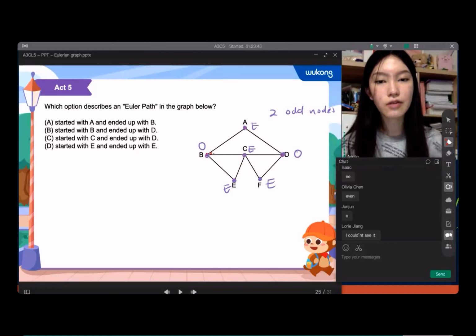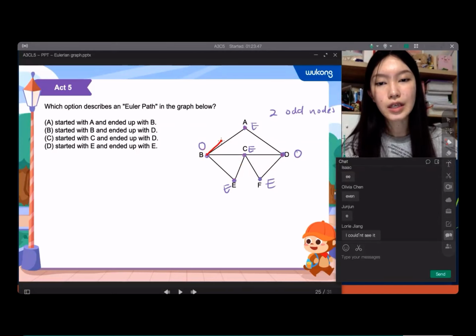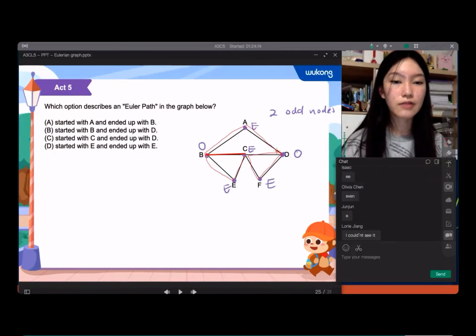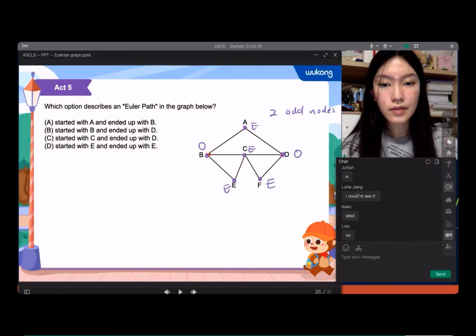So let's try starting from B, okay? Let's start with B. How about we go from below here? Alright, keep forming the shape. Okay, give me a second. Do you guys see the line that I have drawn? I'm just gonna draw it again, okay?